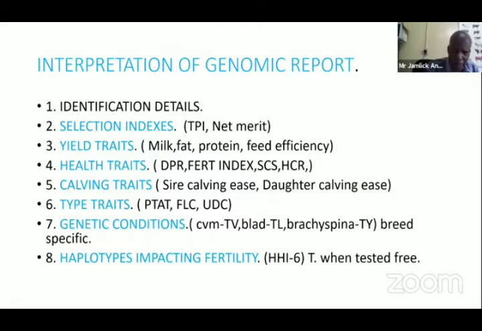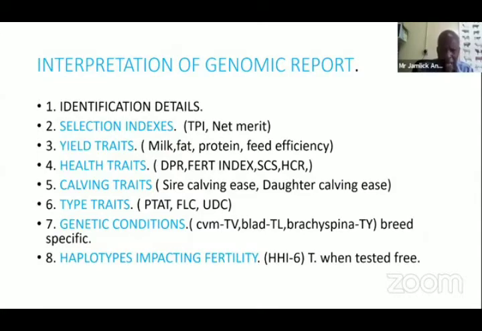And then the other information about that bull. You may have records, classification, for example. You may find it's classified, so you may find that information there. And then you will find in the catalog the selection indexes, as I said, the TPI and the net merit.